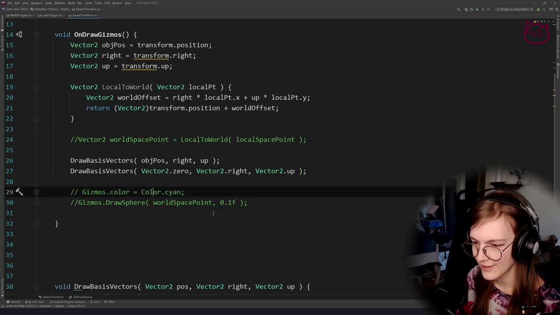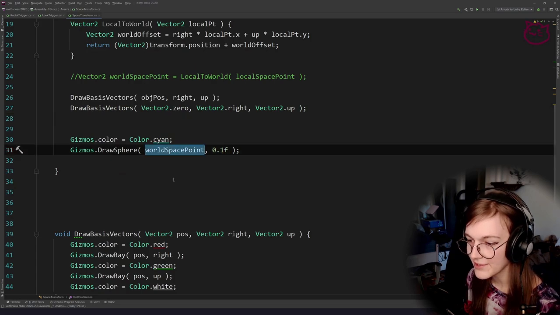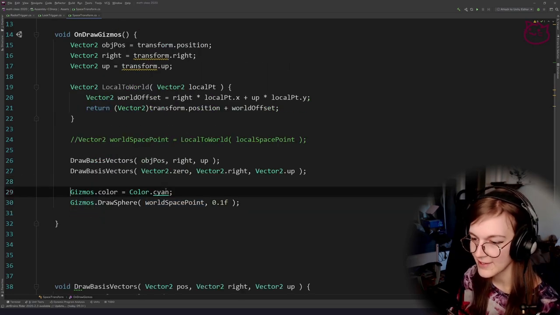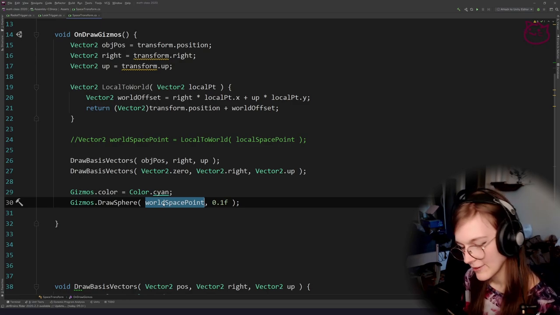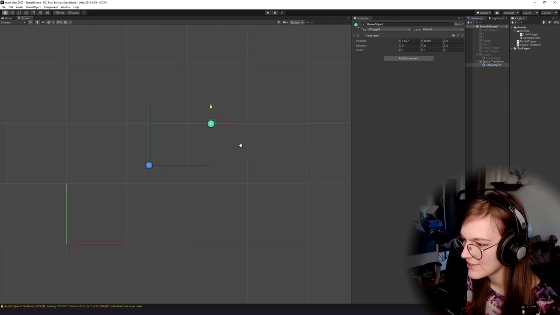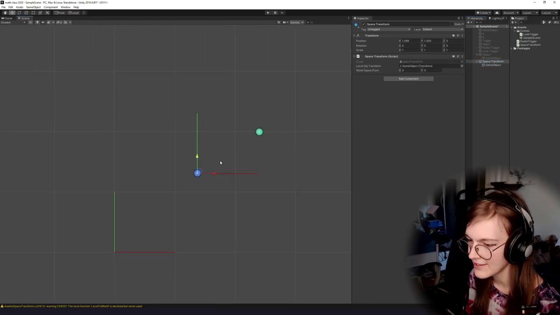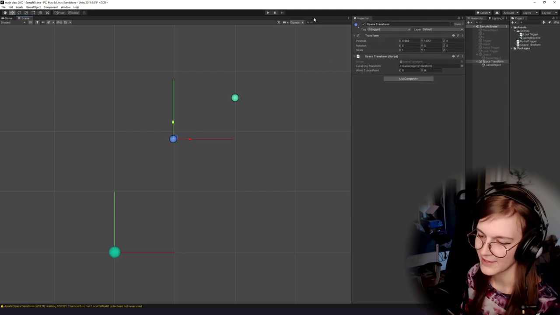We might want to draw the world space point. And now we can just draw it directly, because now it's in world space. So the gizmo drawing function is already going to draw in the correct position. But the thing we're going to solve now is, what local space position do we need to place this object at in order for it to match our world space position? That's the problem now, right?